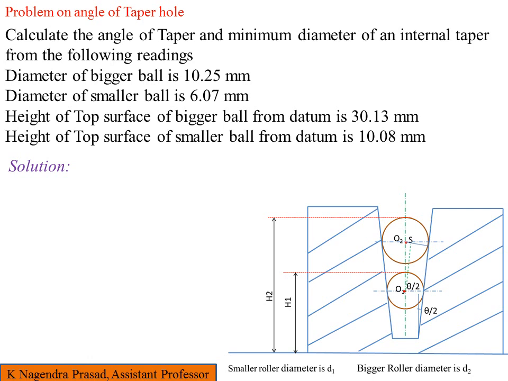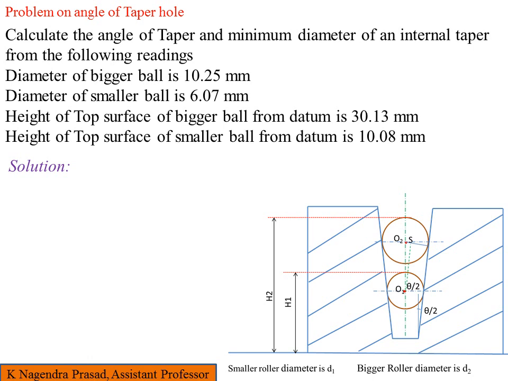Hello everyone. In this lecture we are going to discuss how to solve the problem on angle of taper hole by the ball and rollers method. Let's see the problem. Calculate the angle of taper and minimum diameter of an internal taper from the following readings.